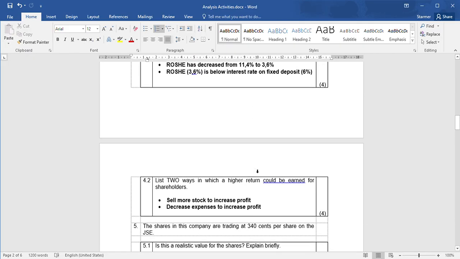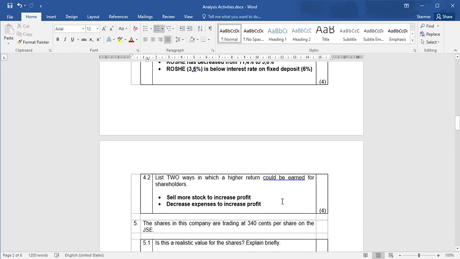List 2 ways in which a higher return could be earned for the shareholders. To do that, you basically need to make more profit. So you could sell more stock or you could decrease your expenses.